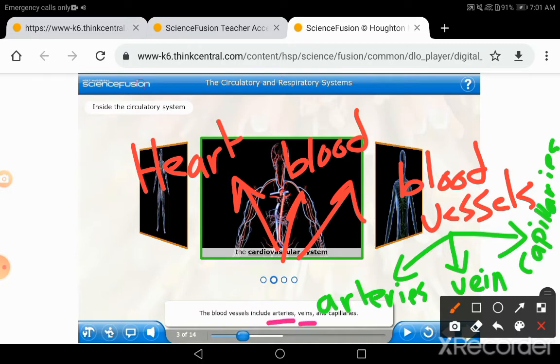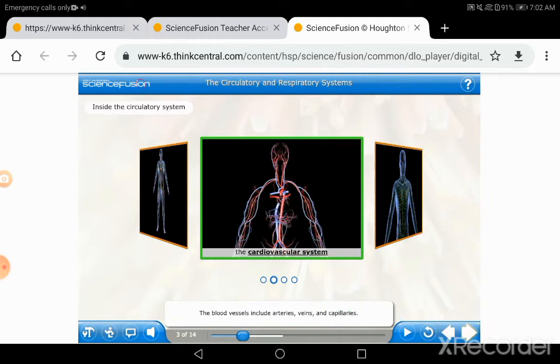Arteries, veins, capillaries. These are types of blood vessels. So again, the cardiovascular system includes three organs: heart, blood, and blood vessels. Blood vessels have three types: the arteries, the veins, and capillaries. Okay?